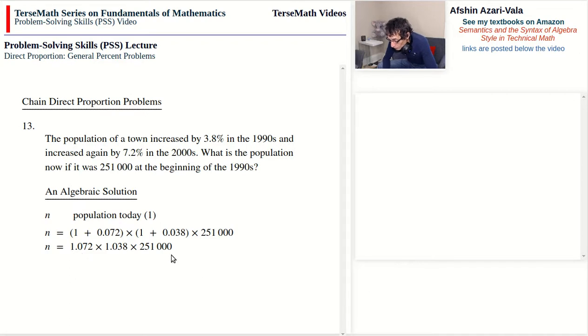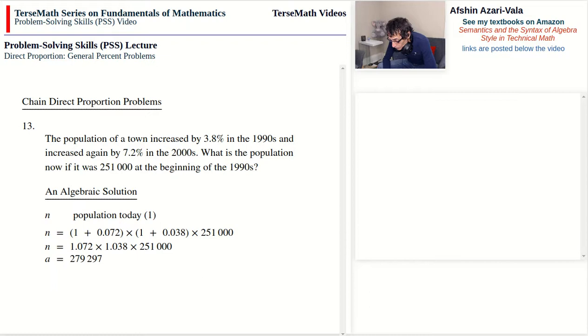You can also decode going from right to left. Factor by factor, you're finding this is the initial population at the beginning of the 1990s. Then when you multiply by 103.8%, you find the population at the end of the 1990s. And if you multiply that by 107.2%, you'll find the population at the end of the 2000s.